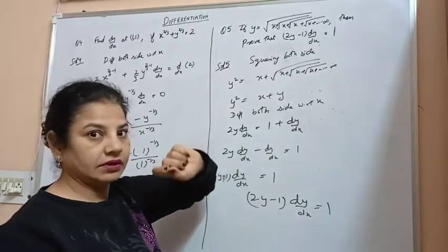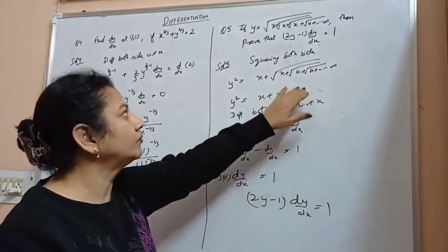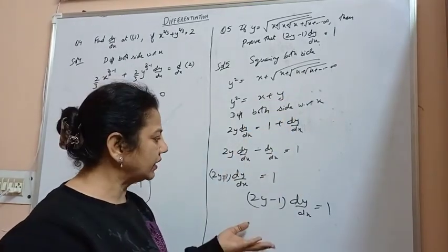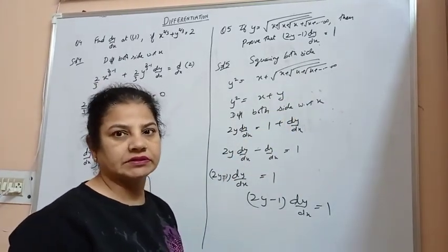The thing you have to remember is to replace the given function with y. Then the calculation becomes easier and we can easily solve and get the result 2y minus 1 dy by dx is equal to 1.